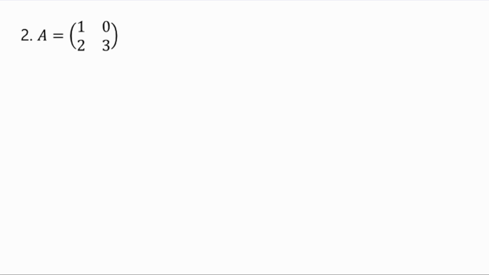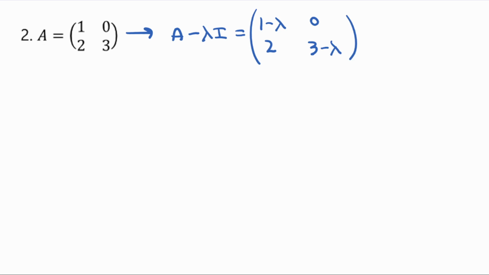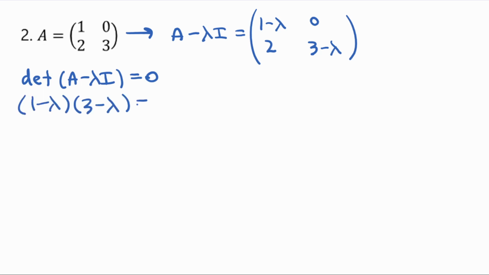On the second one, we go to A minus lambda I. That would be 1 minus lambda, 0, 2, and 3 minus lambda. This will be easy to take the determinant of because of that 0 in the top right. We need the determinant of A minus lambda I to equal 0, and that'll just be 1 minus lambda multiplied by 3 minus lambda equaling 0. Okay, so it's already factored. We're good to go. Lambda equals 1, lambda equals 3 again.